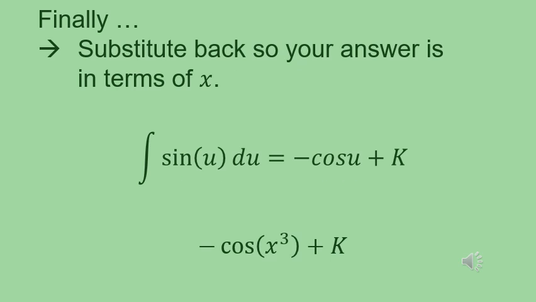And the last step is to substitute back so that our answer has x in it. We knew that u was actually equal to x cubed. That's why my final answer is going to be negative cosine of x cubed plus k.